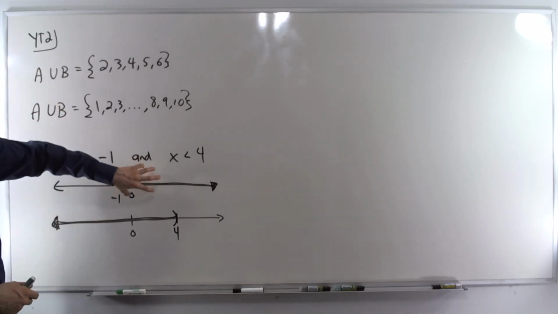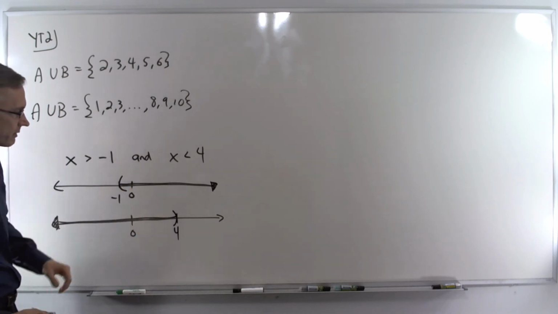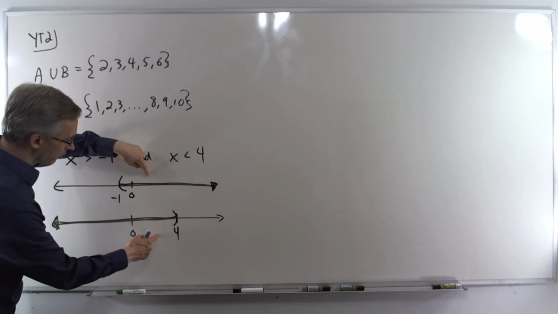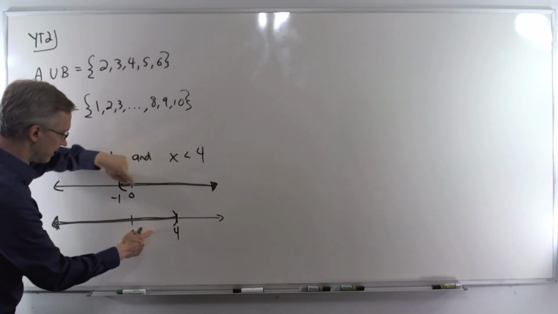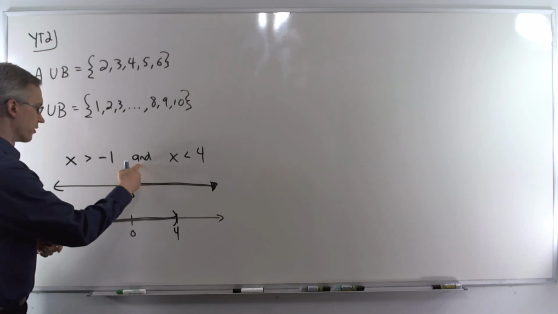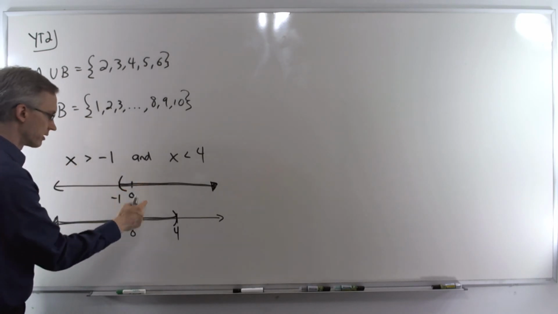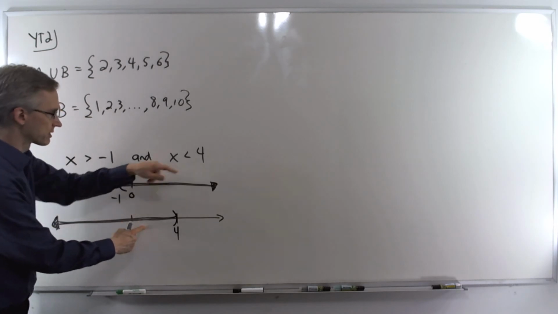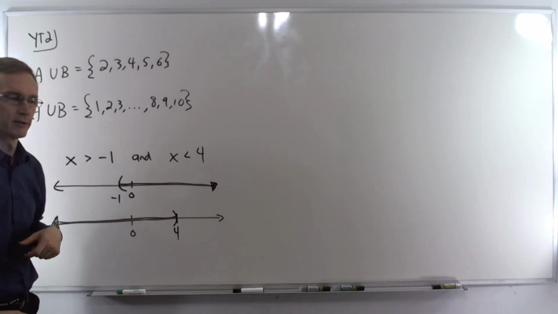All right, we get one sock from this one, one sock from this one. We want to create a pair. The only place we can create a pair is right here where we hit both graphs. Let's say the number 1. The number 1 is in this set because it's greater than -1, and 1 is in this set because it's less than 4. All right, there's our matching pair of socks right there.